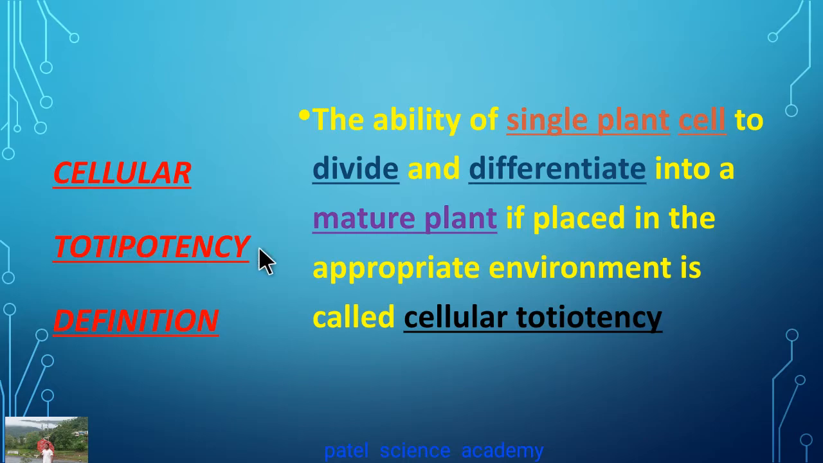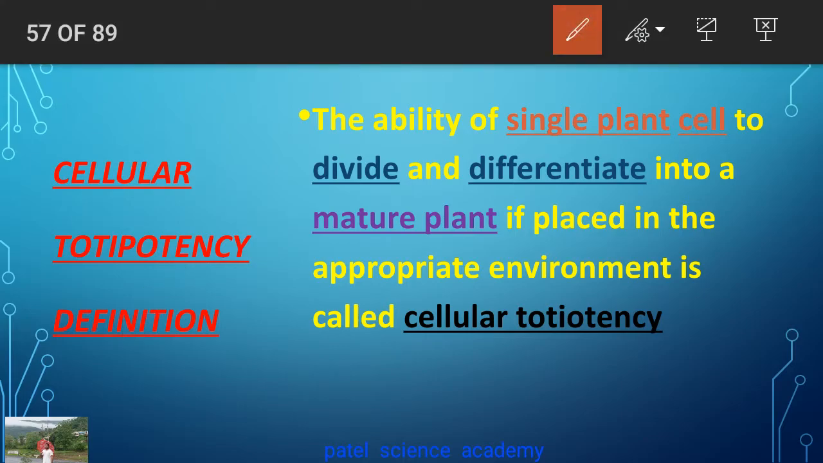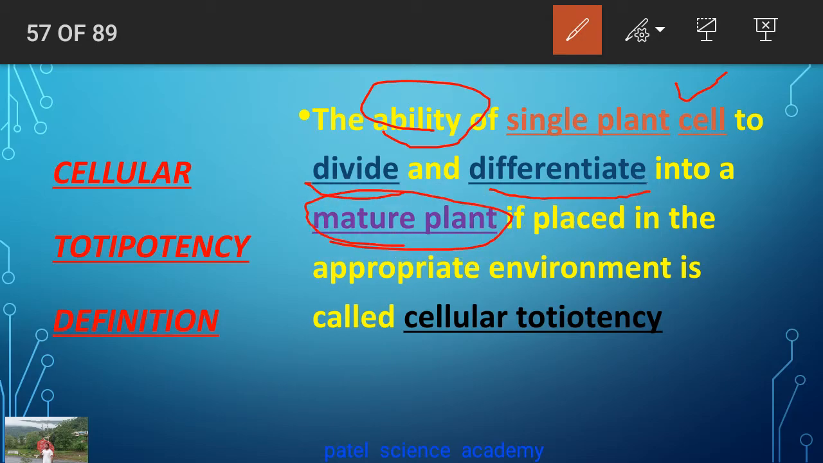In the first slide I explained that plant cells are known as totipotent cells. And what is a totipotent cell? Now we'll see its definition. So dear students, totipotency is the ability of a single plant cell to divide and differentiate into the matured plant. It means the ability of the plant cell to divide first, then differentiate into the different parts of the plant to become the matured plant, if placed in the appropriate environment, is called cellular totipotency.